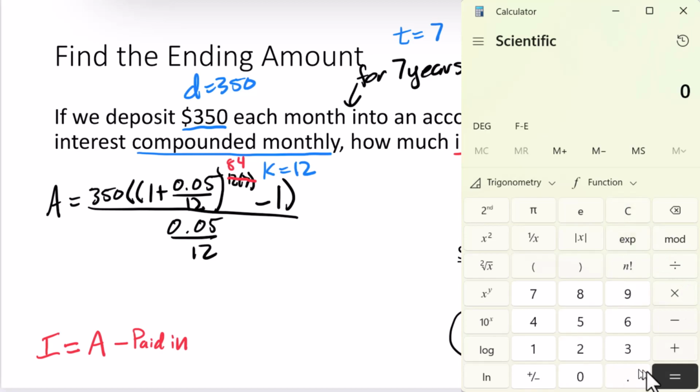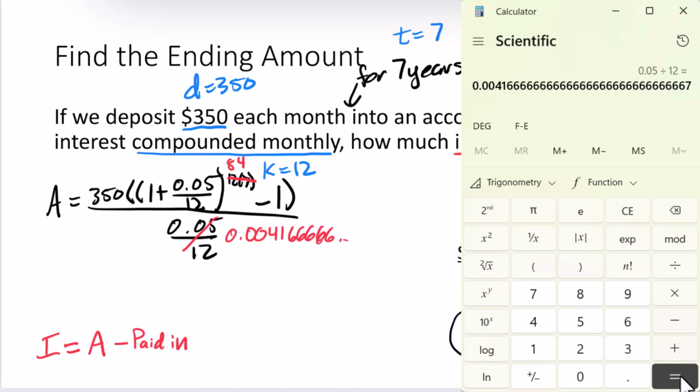Then I'm also going to do the mini calculation of 0.05 divided by 12. And that tells me that I have a monthly interest rate of 0.004166666666, etc. And then I'm going to take that number and add 1 to it. And that gives me this decimal. And this is basically the stuff inside of these parentheses. Then I'll raise this to an exponent of 84, figure out what that is, and then subtract 1. And then I'm going to take that decimal and multiply by 350, which was my deposit amount, and divide by this decimal that I got in the denominator earlier.